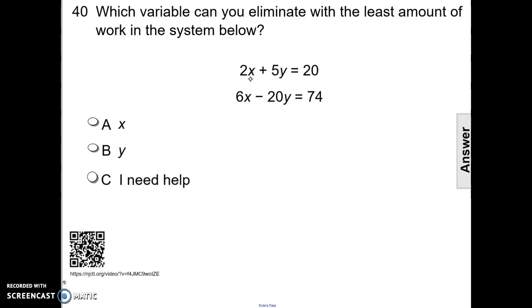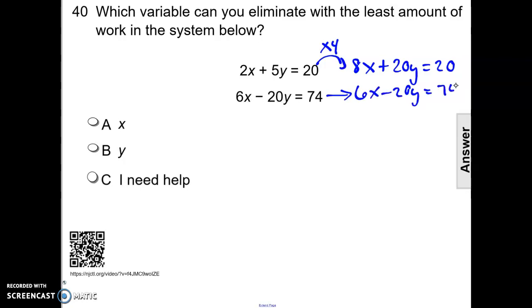In this case, 2 could be made into 6, 5 could be made into 20. I'm going to go ahead and eliminate the y, again, because I like the positive and negative sign pairing. So I'm going to multiply the top by 4, and I get 8x plus 20y equals 20. I don't have to do anything on the bottom. It already has the 20. 6x minus 20y equals 74. Right, these are going to eliminate when I add my equations.